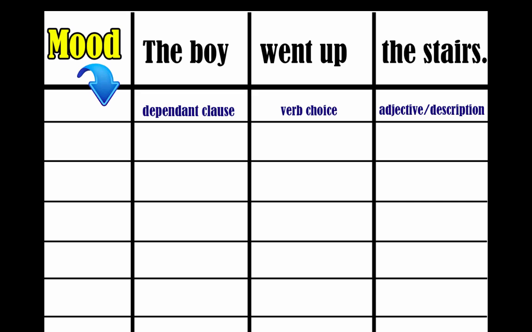We'll look at the base sentence right now. We have our subject, which is the boy, our verb of choice, went up, and our object, the stairs. So the sentence reads right now, the boy went up the stairs. But what if the mood we wanted to feel in the sentence was excited? What could we do to show, without saying the excited boy went up the stairs, how can we show that the boy is indeed excited?